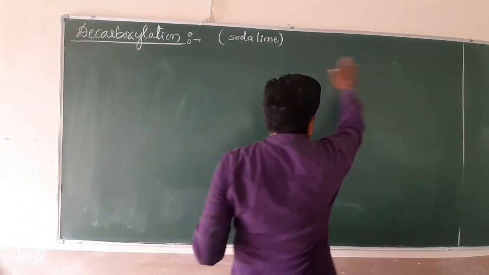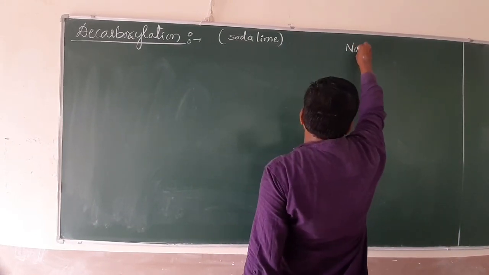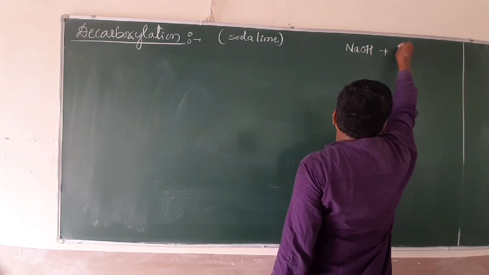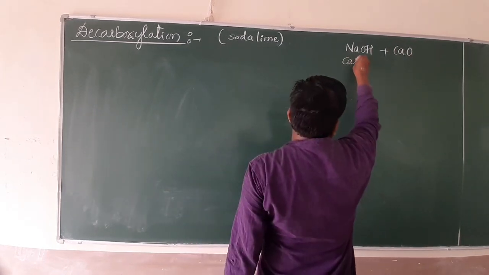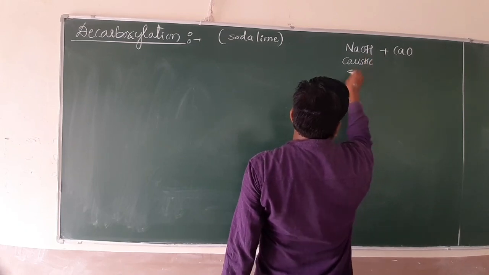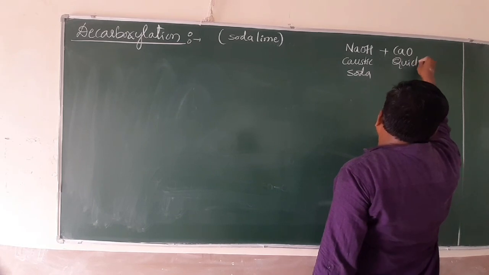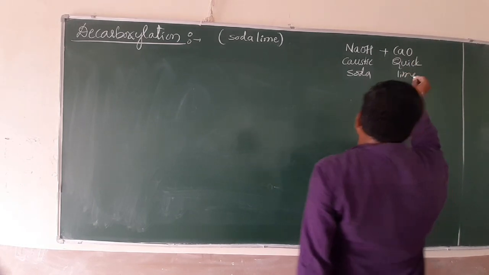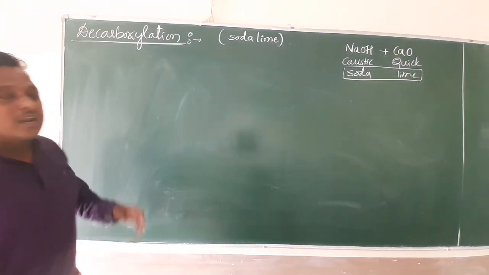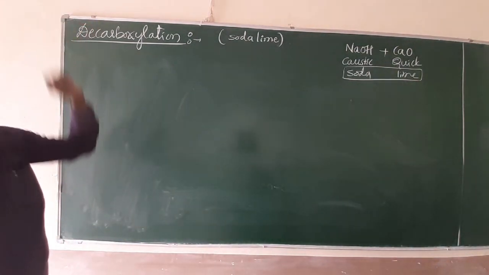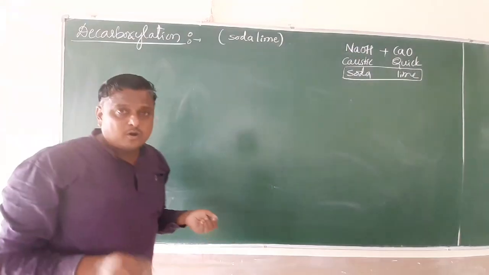So what is the meaning of soda lime? Very interesting, friends. Soda lime is a chemical composition of NaOH and CaO. NaOH is nothing but caustic soda. CaO is nothing but quick lime. The combination of these two, we call soda lime, a chemical composition of sodium hydroxide and calcium oxide, friends.